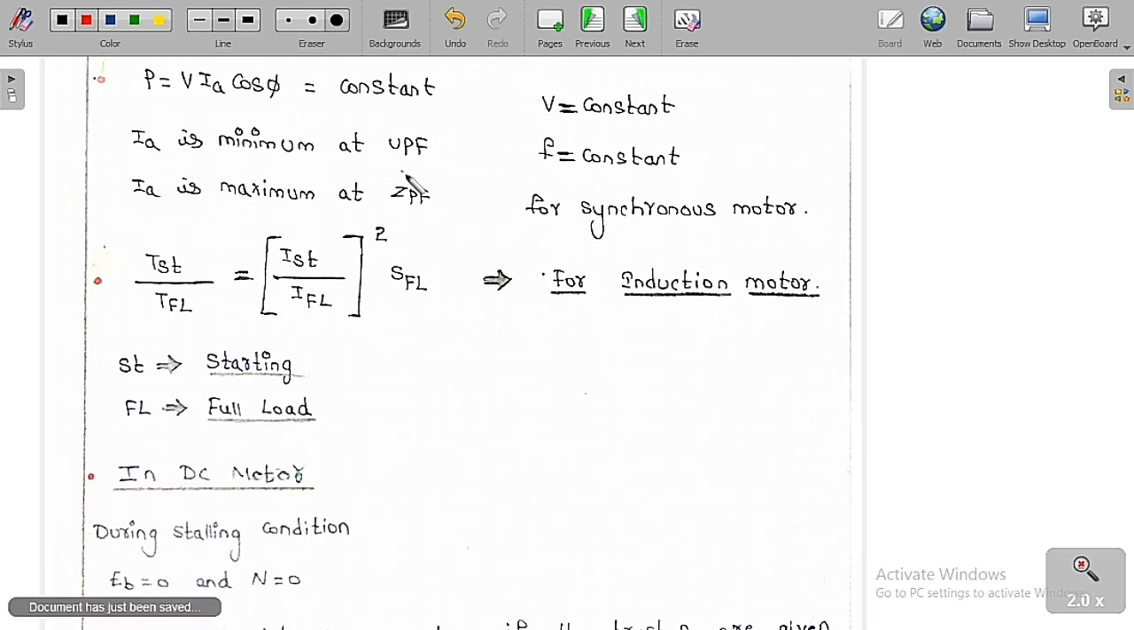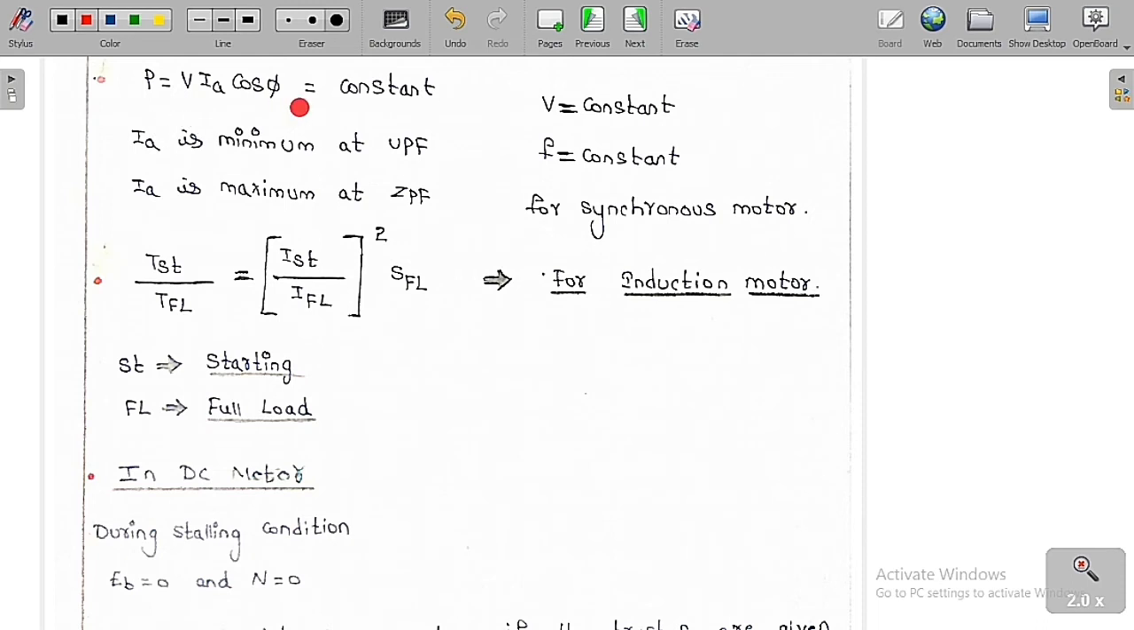You can compare both the V curve and the inverted V curve. The V curve is the graph between IA and IF, and the inverted V curve is the graph between the power factor and IF. At normal excitation, you get minimum IA and unity power factor, whereas at over excitation or under excitation, that is, zero power factor leading or lagging, you definitely get maximum IA. You can see this clearly from those graphs also.